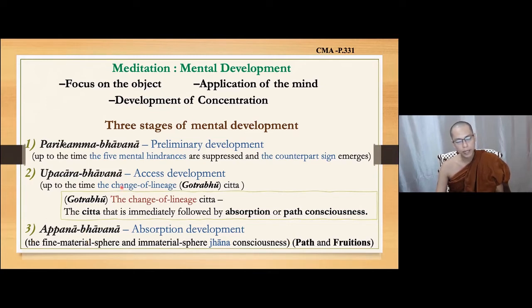So in this way, we can identify the time periods of the 3 stages of mental development. Hence, the meditator can understand from the start. If the counterpart sign has arisen, that is during the time of the preliminary development, focusing on the counterpart sign which appears due to the concentration. Then after the Gotrabhu, this is the access development. Then at the moment of absorption jhana and path and fruition jhana, this is called the absorption development. These are the 3 mental developments.